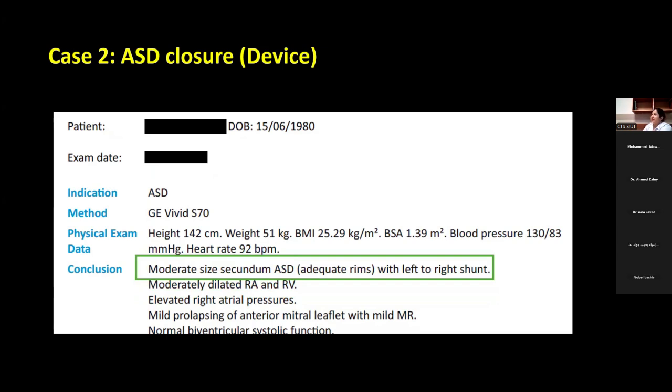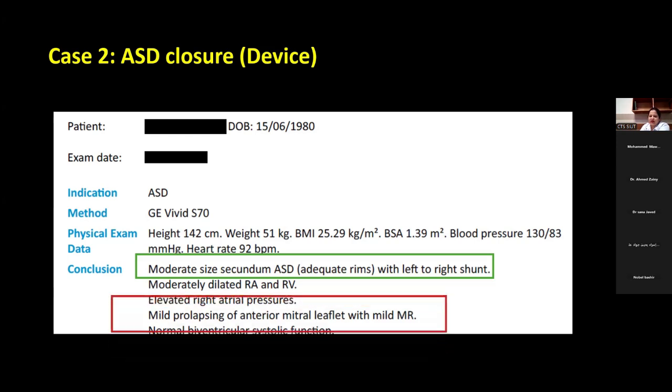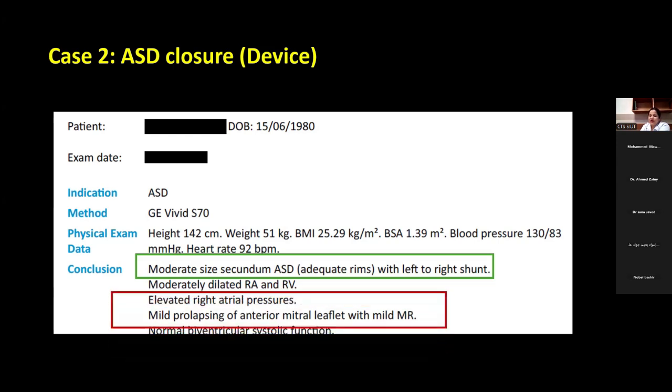Now we have the second case, which is ASD again. So the cardiology fellow is very happy, yes, we got a case for the ASD device. But is this good, or is something weird in this conclusion? What is this? The elevated right atrial pressure, is this normal?